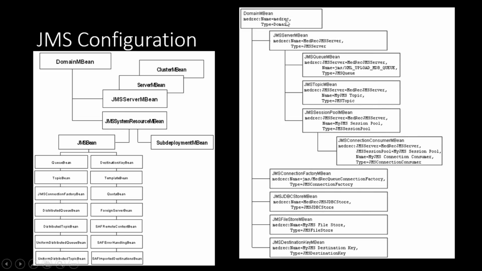Okay. So if you take one example for a domain, MedRec is a domain, then under the domain you are going to have the JMS server MBean. Then you are going to create the queue bean. You can have the JNDI name and name. Then you are going to have the topic. The topic also has the name, the JNDI name, and what type of MBean it is. So this is a similar type of architecture where your MBeans are used.